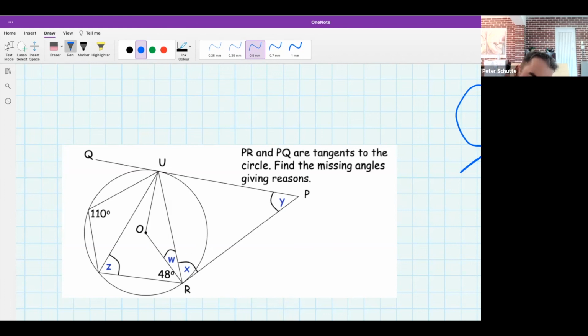Might be helpful in this case though. Or is this a tangent? PR and PQ are tangents to the circle. So PR and PQ. Okay, so those are tangent, and they're from the common point, yeah? They're from P. So that's also helpful. There's a lot going on in this drawing. Trying to think which one I would start with.